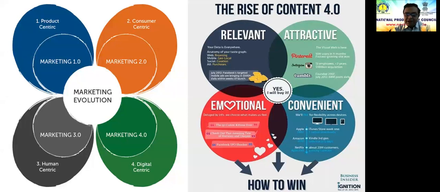The convenient part is very well defined by a company, Amazon. The attractive is, of course, like the Instagram. Everybody wants to look attractive on that Instagram. Social connections. Relevance is absolutely very clear. If something is not relevant to me, I will just pass on. I will not stop by. And emotional, the feel, if my business has a feel to my audience.